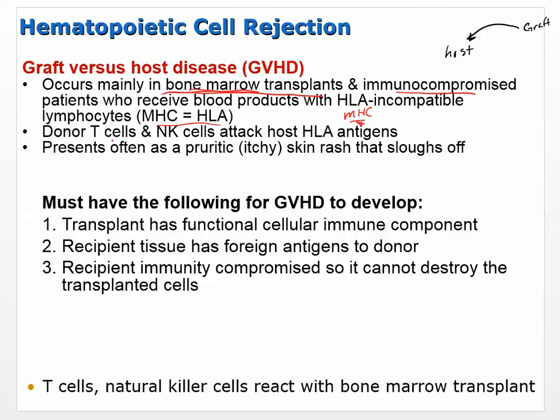So the donor T cells and natural killer cells will attack the host HLA antigens, which tend to be on all of your cells. MHC1 is on all of your cells. So it presents as a pruritic, itchy skin rash. It can cause severe pain of the skin. It can cause joint problems. It can cause a lot of different problems.